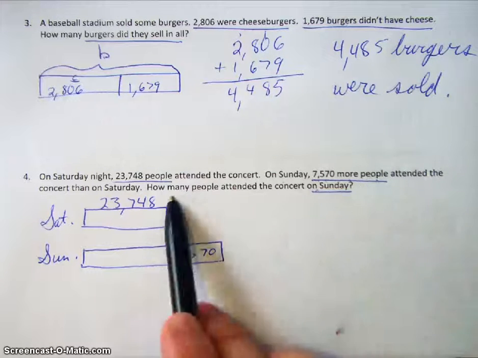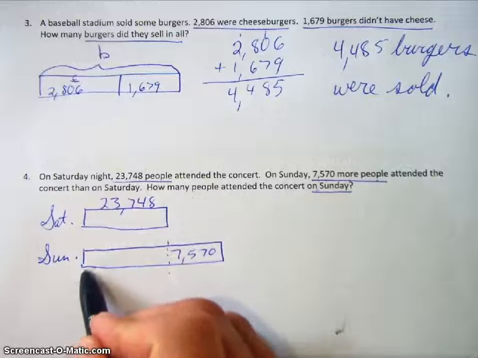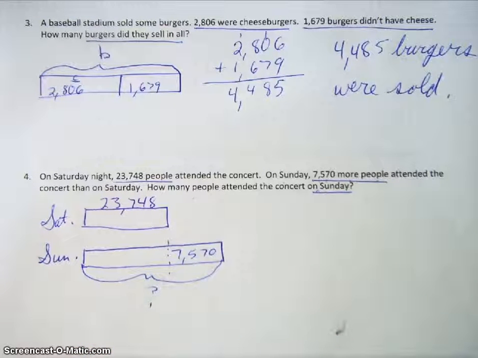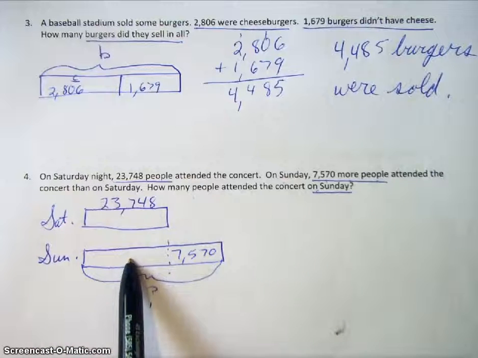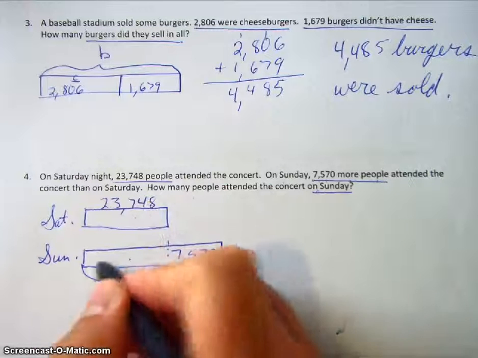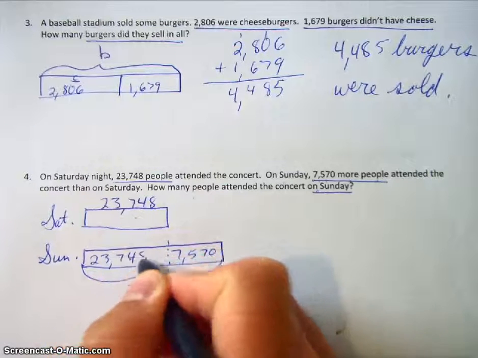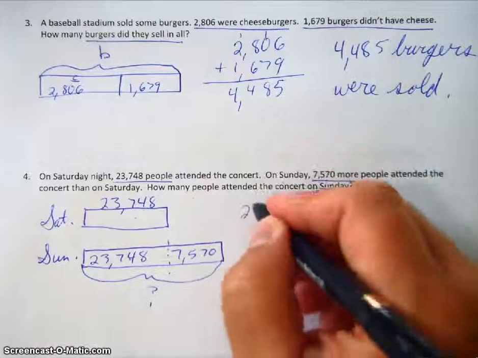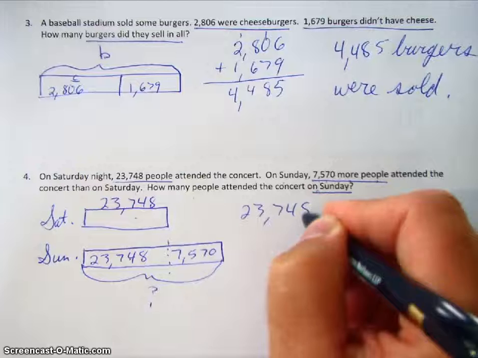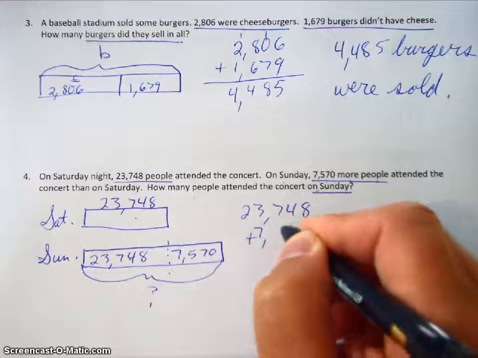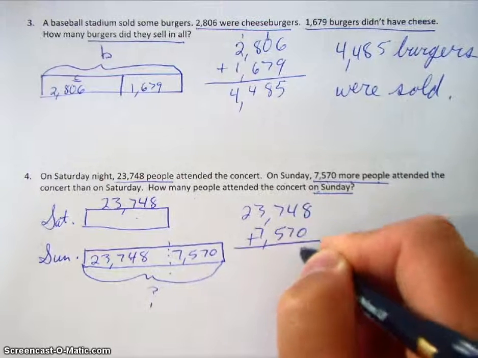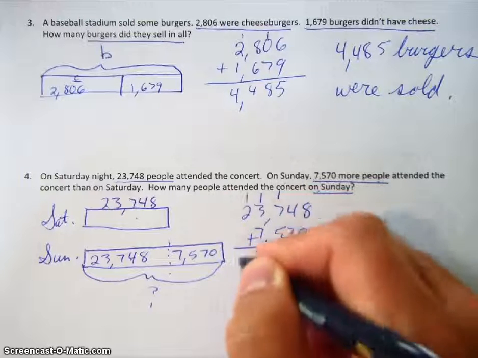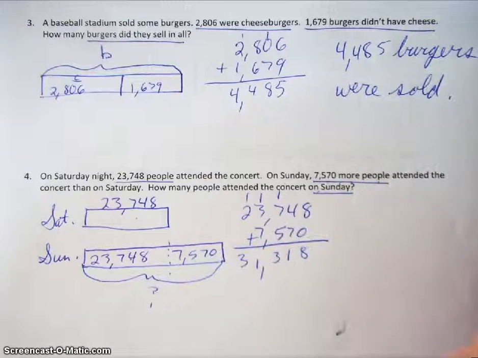So we're trying to find how many people attended on Sunday. So we're trying to solve for this amount right there. Okay, well, we know because this is the same as that, this amount also goes here. So now to solve for Sunday, we just need to add these two numbers. 23,748 plus 7,570. We get 31,318 people.